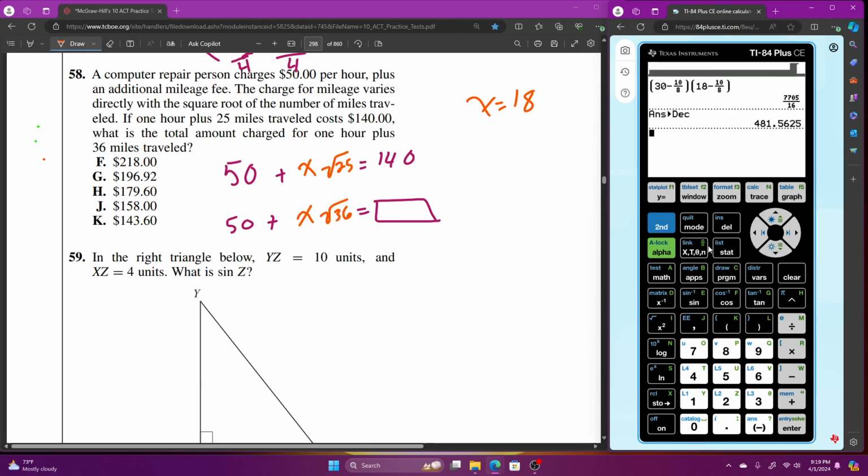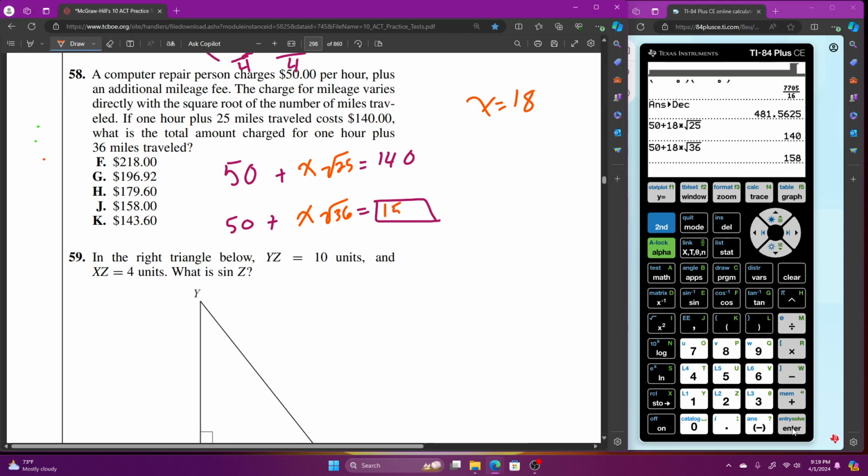So let me check this. 50 plus 18 times the square root of 25, which is 5, equals 140. So now let's pull that back up and change it to the square root of 36 equals 158, which is the correct answer. And like I said, it is a little bit more than 140, $158, because it's a little bit more miles. And this one more, 5 to 6, 18 more.